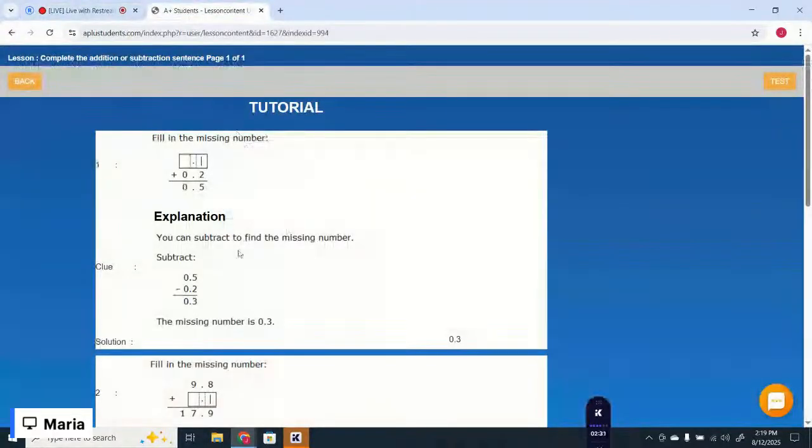Okay, so the next lesson: complete the addition or subtraction sentences. Fill in the missing number. 0.2 plus what number equals 0.5? Basically, 0.5 is the sum of 0.2 and the missing number. We need to find that missing number. So how to find it? We need to subtract the given number from the sum. Sum is 0.5. We need to do 0.5 minus 0.2. That equals 0.3.